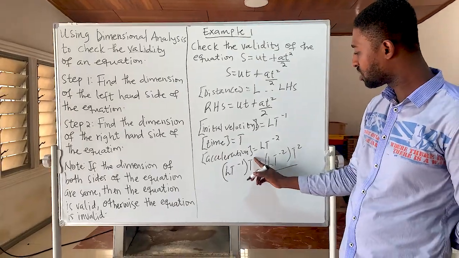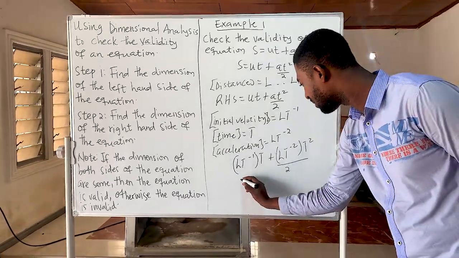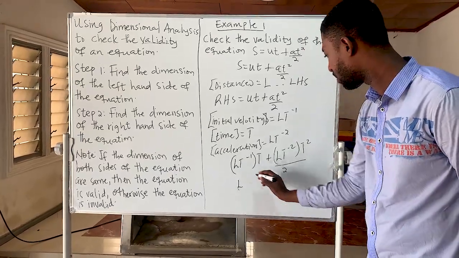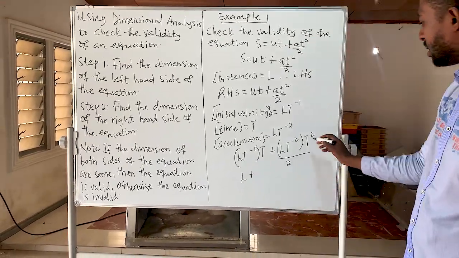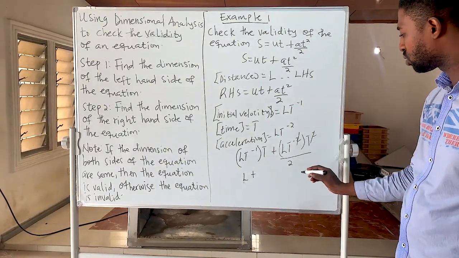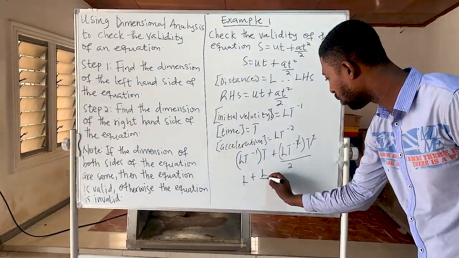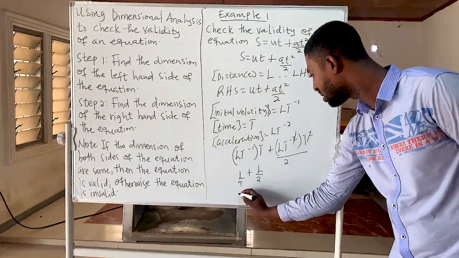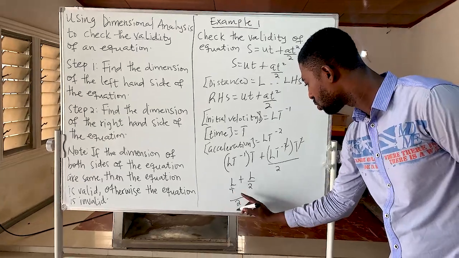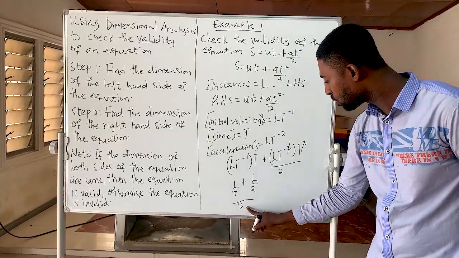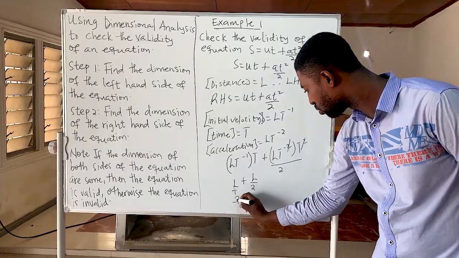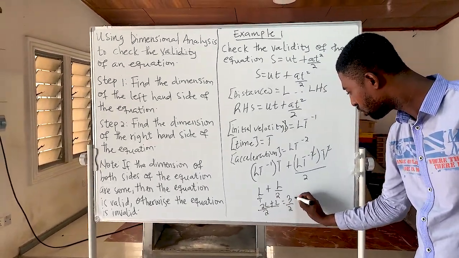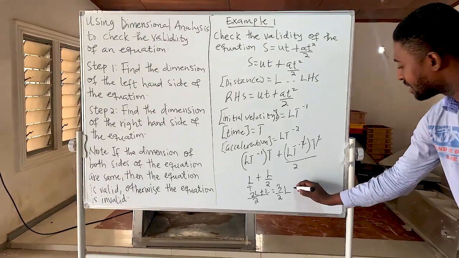Now, any number raised to the power 1 is itself. So here we are going to have just L, plus, this T squared cancels the T to the minus 2, so here we are also going to have L over 2. If you want to simplify this, you find the LCM, which is 2. So 1 goes into 2, 2 times L is 2L, plus L, which is 3 over 2 L. So this is the right-hand side.